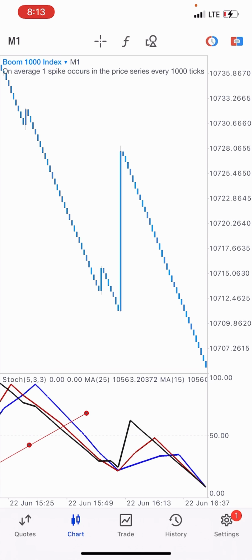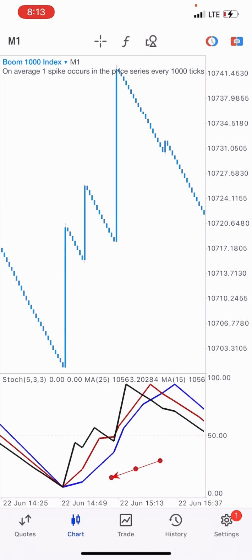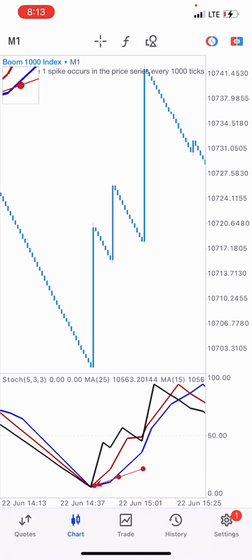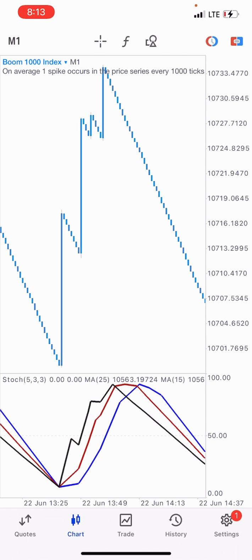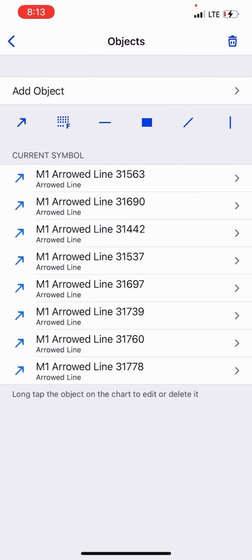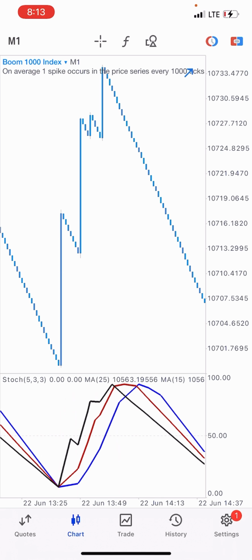So what we are checking for is a spike, then a slight bend to the upside. Wait for the blue and red line to cross each other, crossing the black line as well. Then you take a buy. This is sweet. Sweet example.